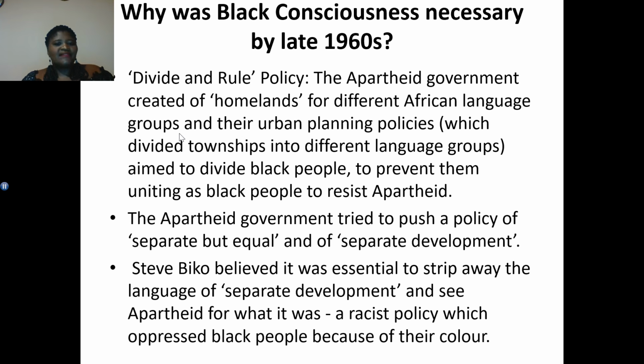So the main aim of the apartheid government was to divide black people so as to prevent them from uniting as black people to resist apartheid. So it was a principle of divide and rule. It tried to push a policy of separate but equal, and that of separate development. So it was an issue of whites this side and blacks that side. That creation of homelands meant that blacks would be allocated to different homelands without interference of other races, the white people in particular.